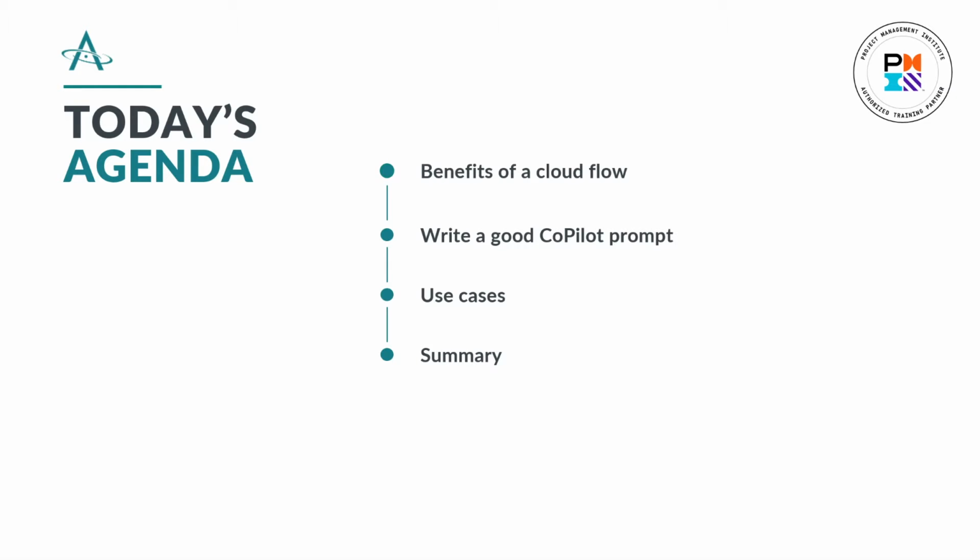Looking at today's agenda, we'll walk through the benefits of a cloud flow. Maybe you've never even heard of a cloud flow. I'll break that down for you today. Then we'll talk about writing a good Copilot prompt. As AI, Copilot needs some good inputs to create good outputs. We'll give you some best practices on how to do that. Maybe you have never even heard about Copilot. We'll break that down as well. I'll also walk through some use cases on how you might start using Copilot in Power Automate to create your own workflows today. And lastly, we'll bring it all together in a nice, neat summary.